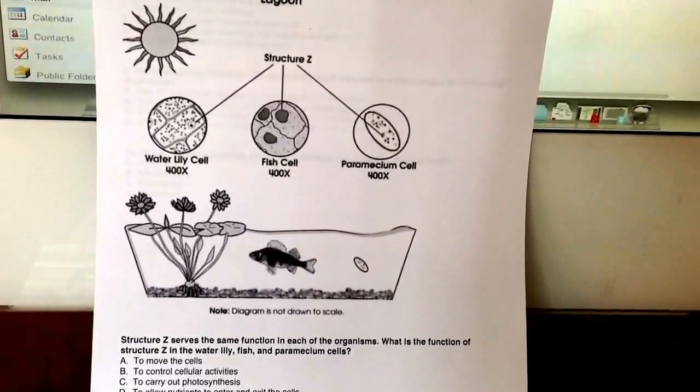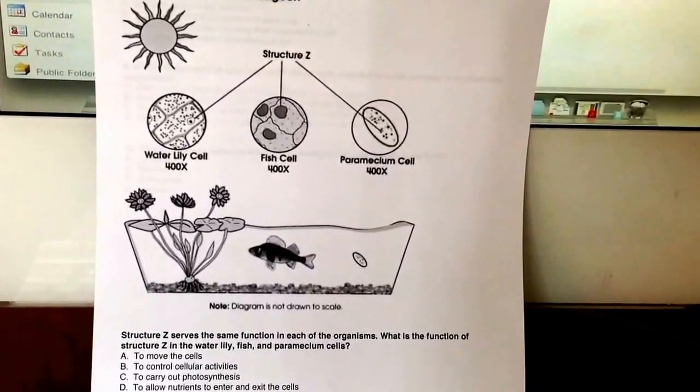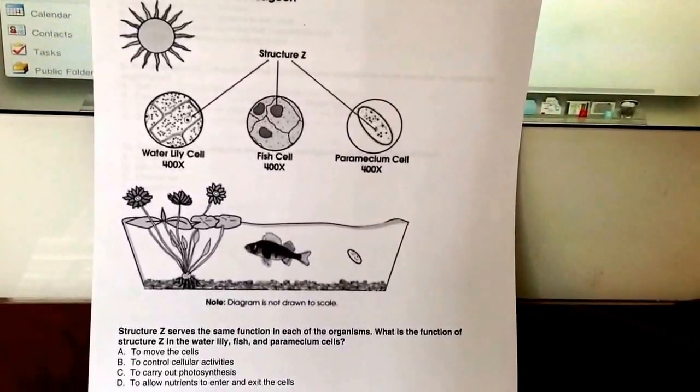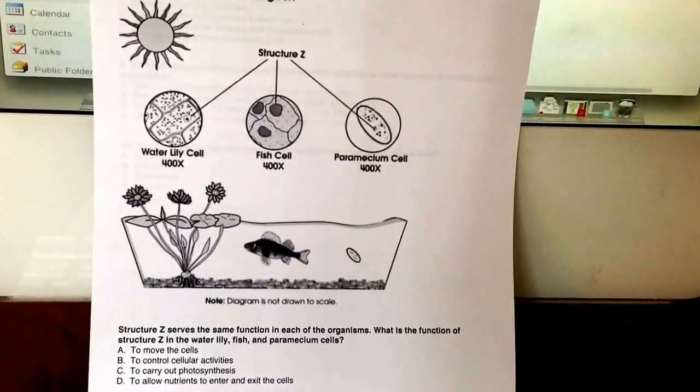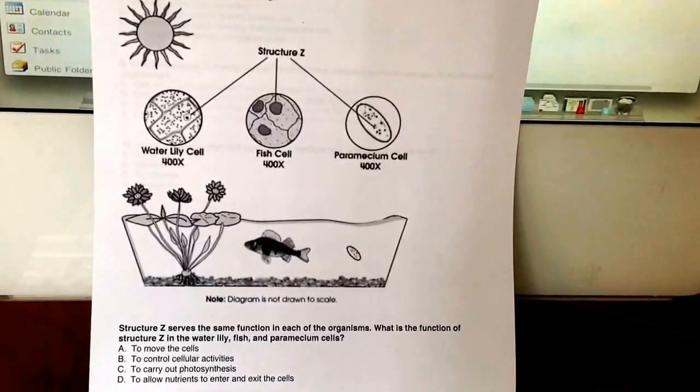Is it A. To move the cells? B. To control cellular activities? C. To carry out photosynthesis? Or D. To allow nutrients to enter and exit the cells?